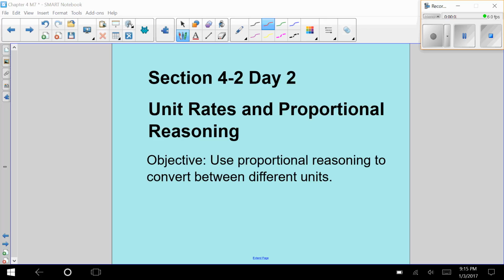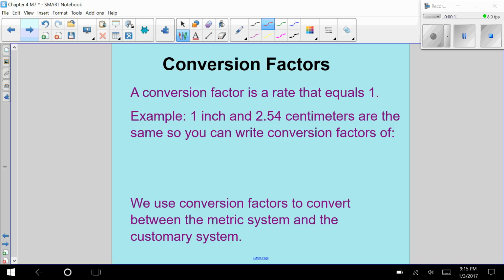This is section 4.2, day 2, unit rates and proportional reasoning. Today we're going to use proportional reasoning to convert between different units. So we've got to start with the words conversion factors. A conversion factor is a rate that equals 1.